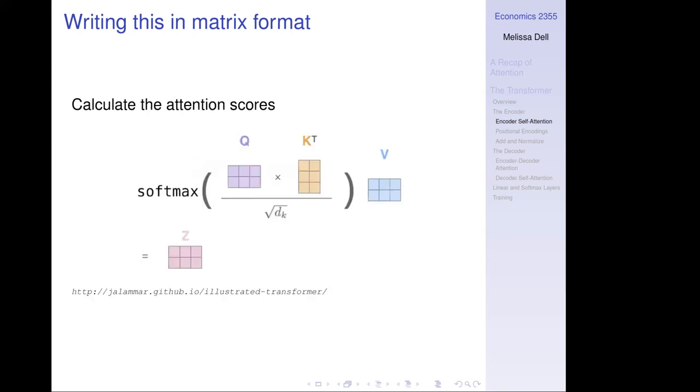We just compute those by matrix multiplication, and then we compute the Z's, which you could just write as this formula, taking the query vector times the key vector, doing that normalization by dimensionality, and then taking the weighted sum of the value vectors, and that gives us the attention scores Z for each input word.